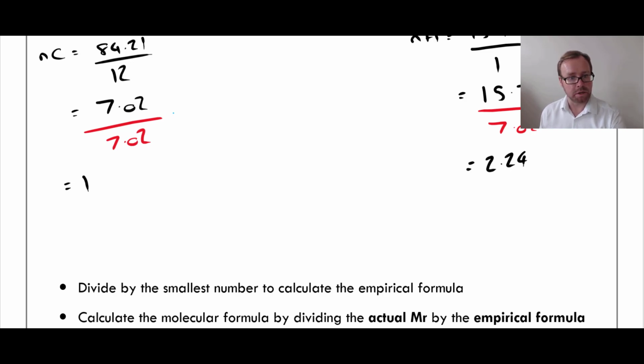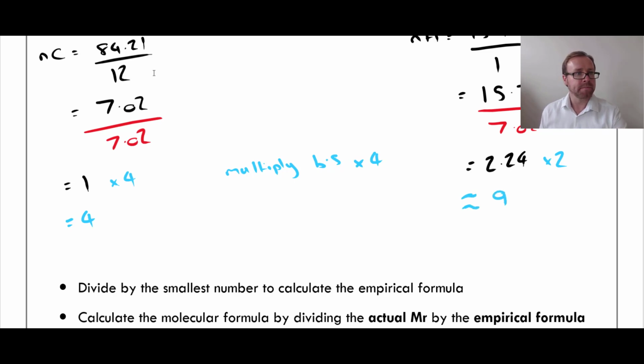So I need to multiply both sides by 4. So 1 times 4 equals 4, and 2.24 times 4 equals around 9. So that means my empirical formula must be C4H9. So I've only worked out my empirical formula so far.